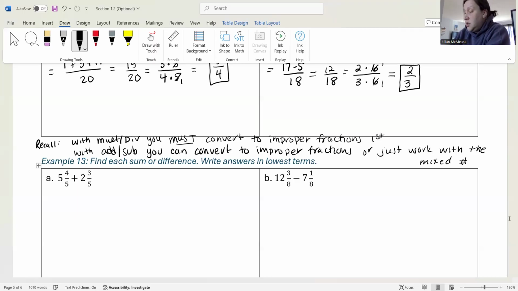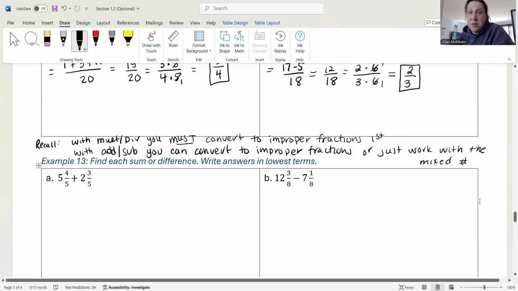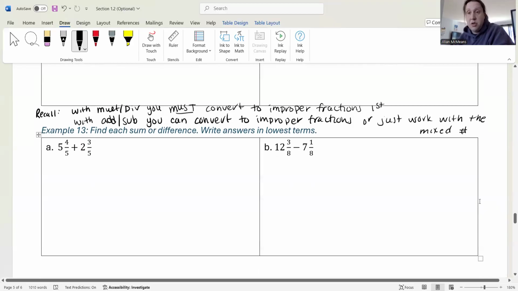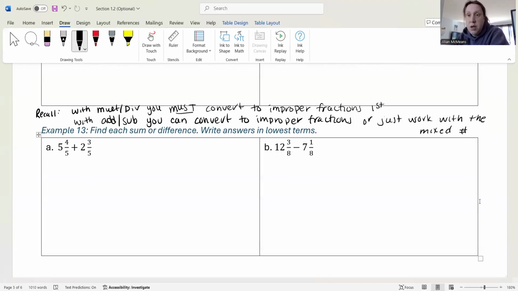Everything with addition and subtraction can be totally different than what goes on with multiplication and division. So I prefer to work out the mixed numbers with addition and subtraction, just leaving them as mixed numbers. Okay, that's my preference. So I'm going to show you that first. When we're done with that, I'll go back and I'll show you what to do when they're converted to improper fractions.